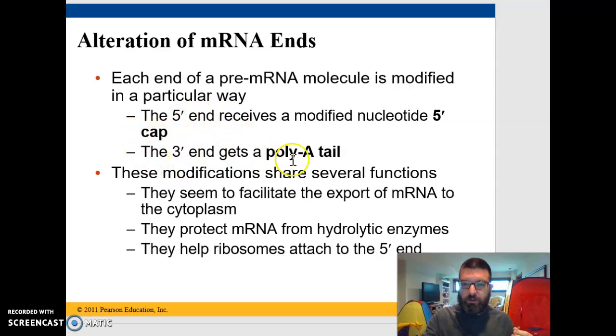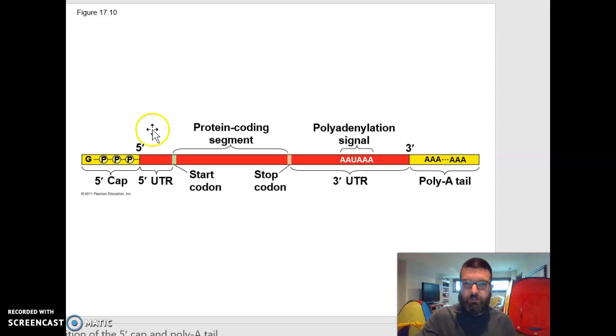And then the 3' end gets this poly A tail. So it's a bunch of A's in a row. And those seem to help facilitate the export of the mRNA into the cytoplasm and also protect it from enzymes that might be floating around so that you don't damage the primary transcript. So this is what that looks like, right? We have a 5' cap, which is a version of a guanine here, and then a poly A tail, lots of A's down this way.